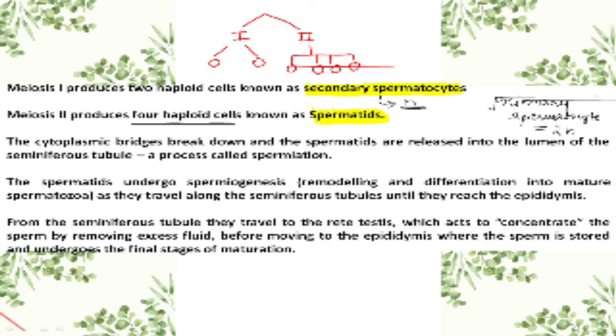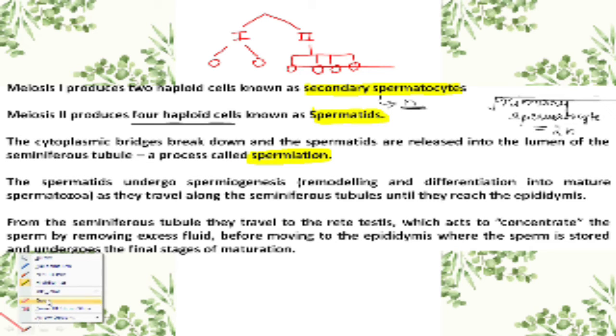So consider this point well: in the first meiotic division, two cells are formed which are called secondary spermatocytes, and they have the haploid content. The primary spermatocyte, which is the first cell to undergo meiosis, has the diploid condition, but after meiosis 1, the two secondary spermatocytes are formed having the haploid content. Now, after meiosis 2, four spermatids are formed from one primary spermatocyte, and the cytoplasmic bridges break down and the spermatids are released into the lumen of the seminiferous tubules, and the process is called spermiation.